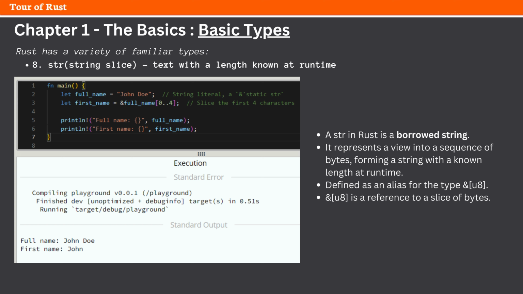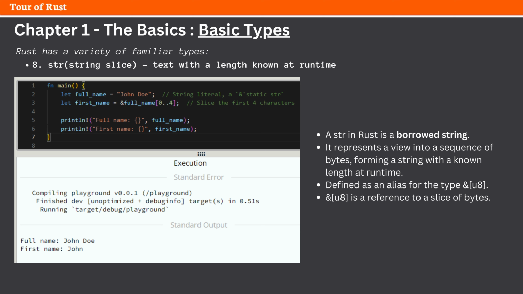For example, Rust: let full_name = "John Doe"; string literal, a &'static str. This line declares a variable called full_name and assigns it a string literal, which is a static string stored in the read-only memory. The &'static str indicates that full_name is a reference to a str, a string slice, with static lifetime, meaning it exists for the entire duration of the program.